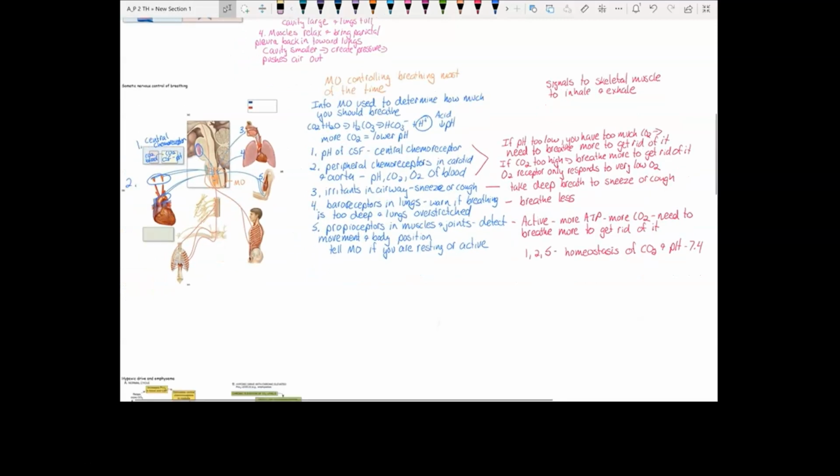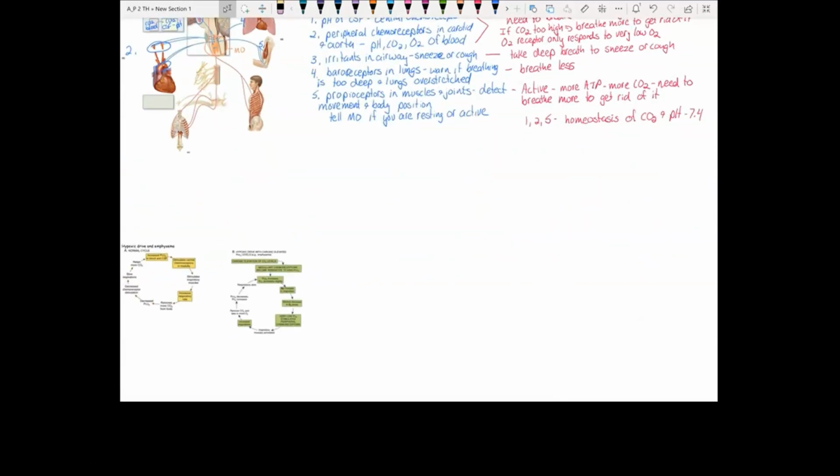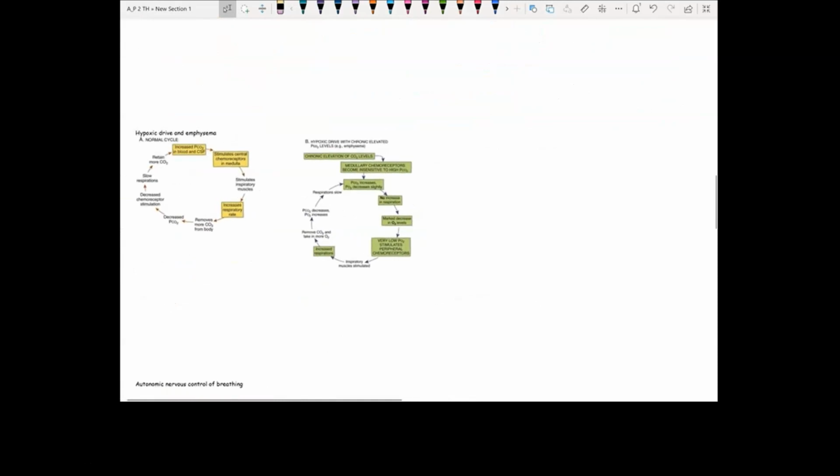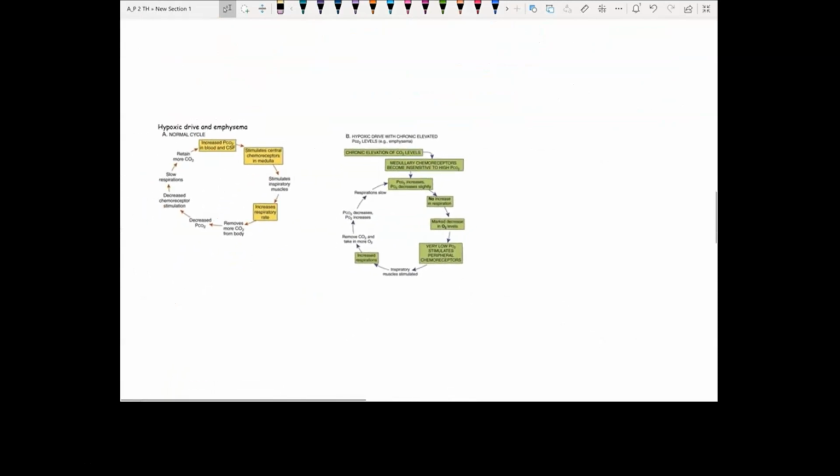Okay, so now let's move on. And I said we would talk about that low oxygen situation. Okay, first of all, let's look at the healthy person. So here in the yellow, this is a healthy person. Okay, so this is the cycle we just talked about.